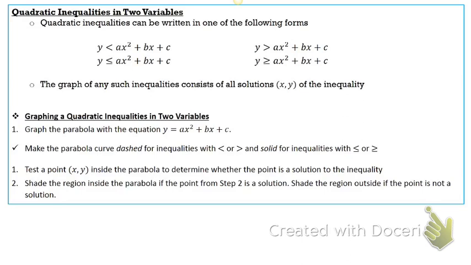You want to graph the parabola and either put it dashed or solid. It's dashed if it's a less than or greater than sign, and it's solid if it's a less than or equal to or a greater than or equal to. Once you have it graphed, find a point either inside the parabola or outside the parabola and test it to figure out which way to shade. So let's start with an example.